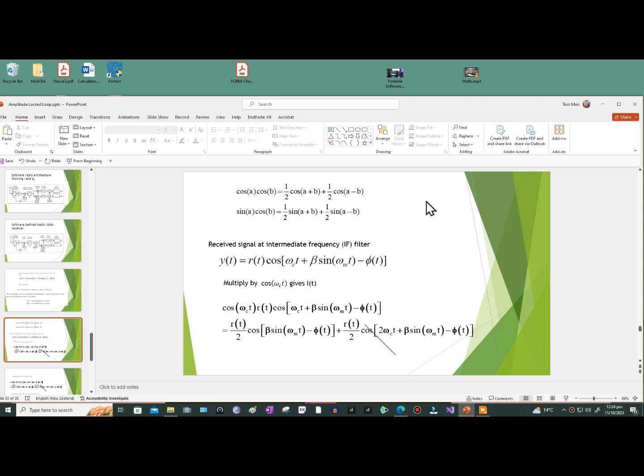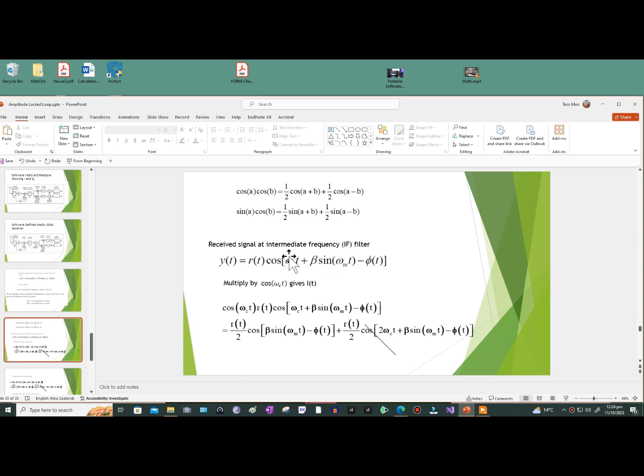cos A cos B is half cos the sum plus a half cos the difference. Sine A cos B is a half sine the sum plus a half sine the difference. I think I got that right. Now go back to our original intermediate frequency filter output.